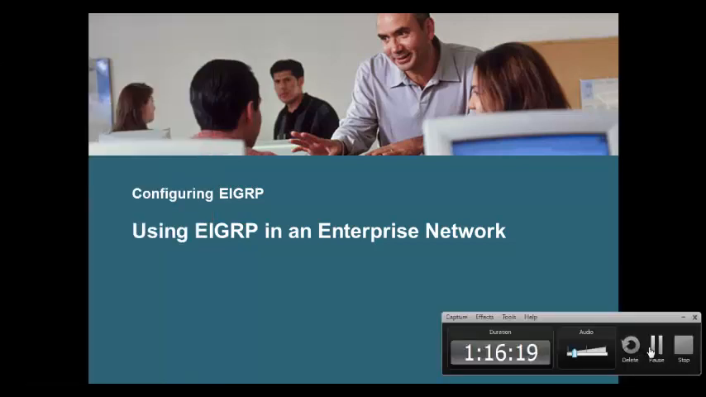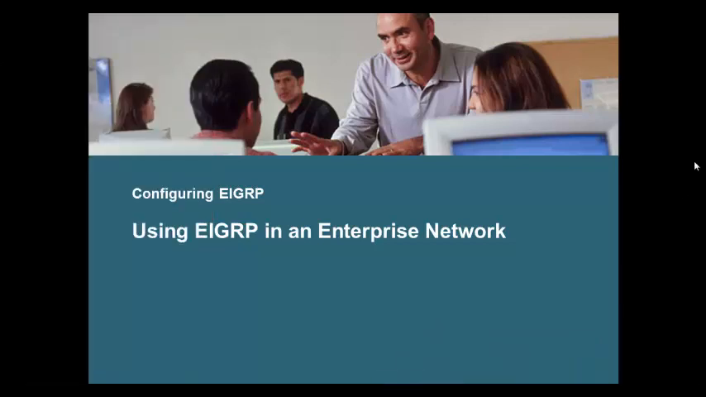EIGRP in an enterprise is okay. But within an enterprise, sometimes you may need a WAN connection and a routing protocol, like in a DMVPN scenario. In that scenario, when you use EIGRP, make sure that whenever there is a change, the impact will not be too bad.